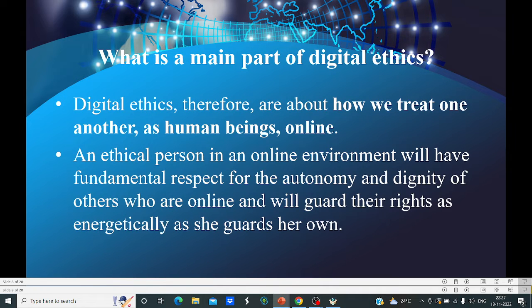Next we move on to what is the main part of digital ethics. For example, how we treat one another as human beings, as an online ethical person. The online environment will have a fundamental respect for the autonomy and dignity of others who are online, and we give all of them respect, as she has her own also.